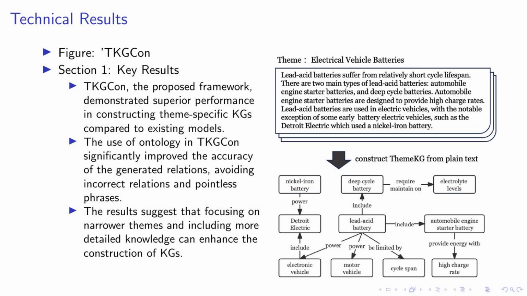0.5 line width, begin figure, centering, include graphics, height equals 0.8 text height, 2404.19146v1 figures, 2404.19146v1 figure 2:1.png. Caption: A comparison of TKG-Con and baselines in terms of entity extraction, triple extraction, and theme coherence. End figure, end minipage, end frame.